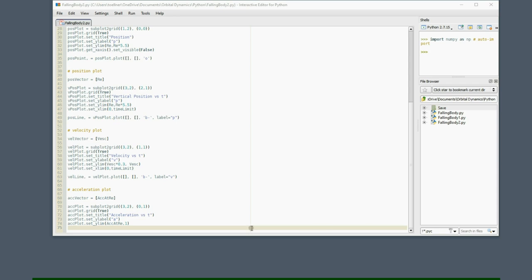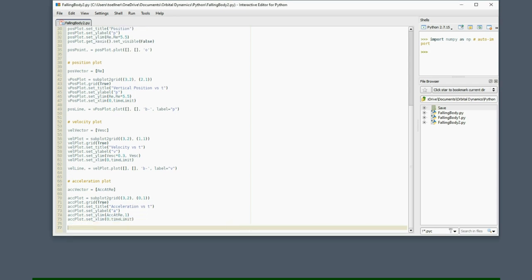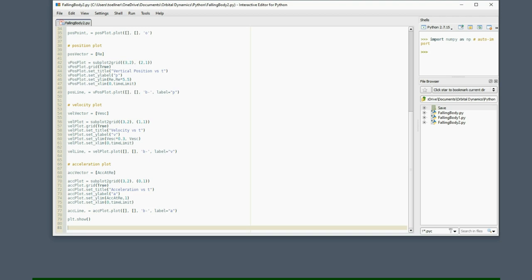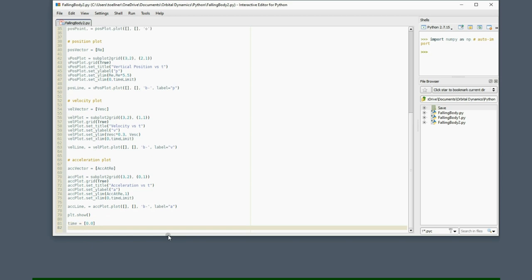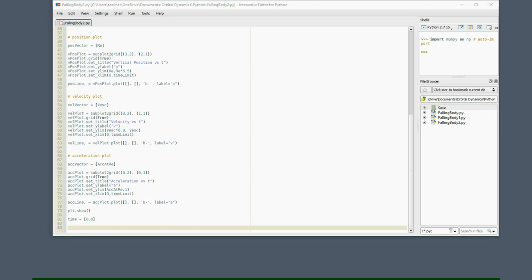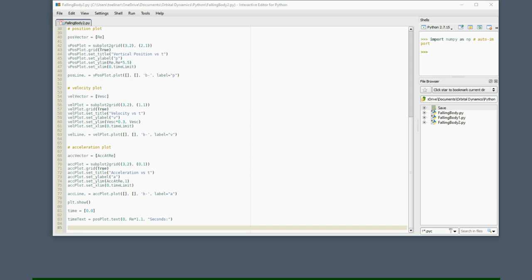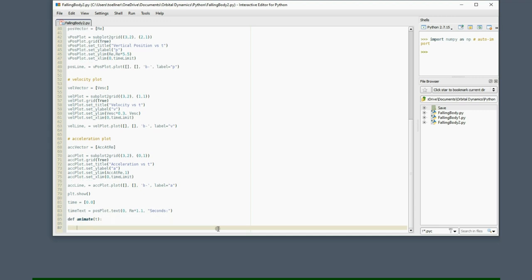And the y limit is going to be 9.81 meters per second squared, negative 9.81 to 1. And ACC line is the curve. And then plot.show displays the plot. And this is the time vector. It starts at 0. This is the time text that will be displayed. And here's the animate function.